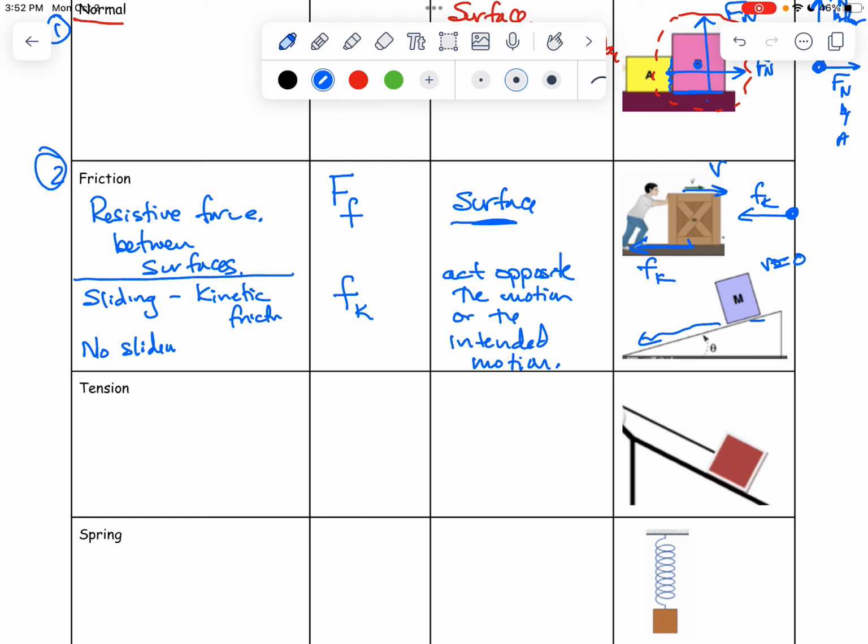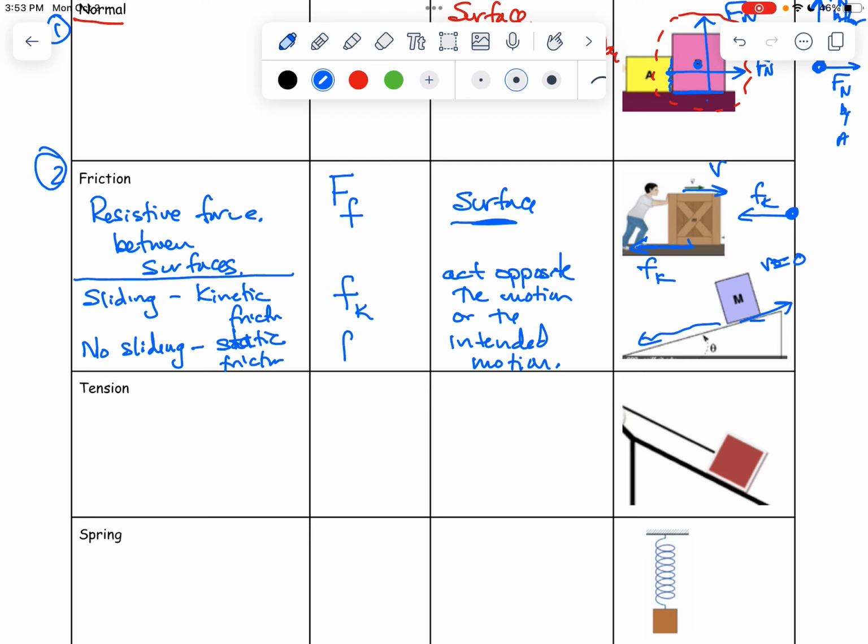Okay, static friction. If my box is not sliding, the intended motion is to go down the ramp. But friction, again, is preventing it from sliding down, and that would be static friction. No sliding or no movement is called static friction.